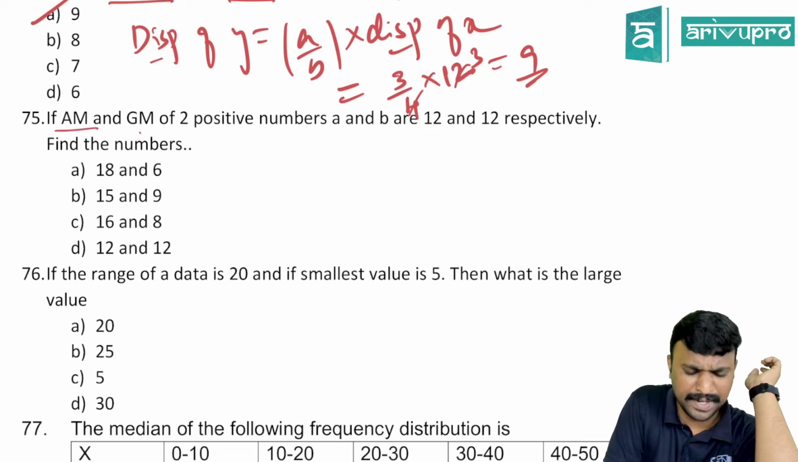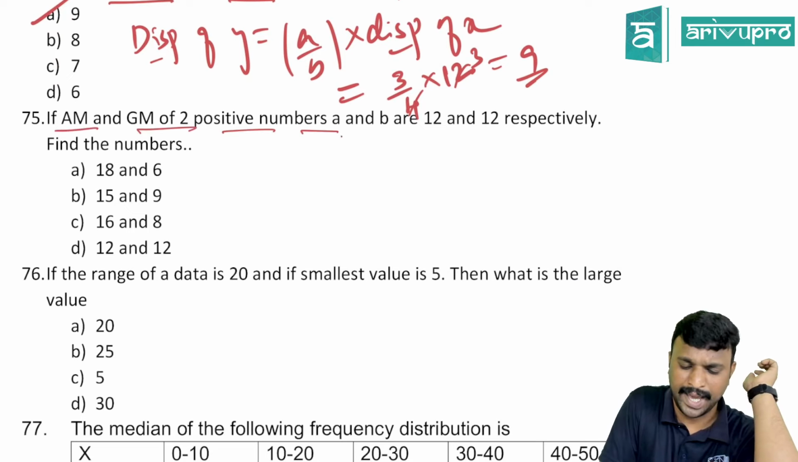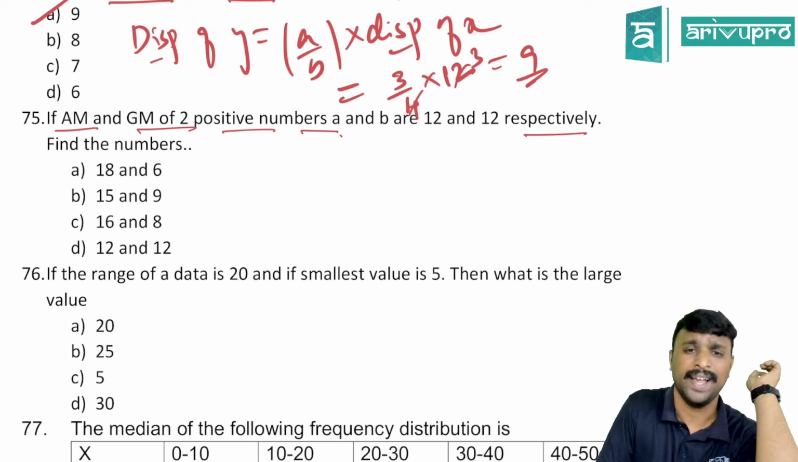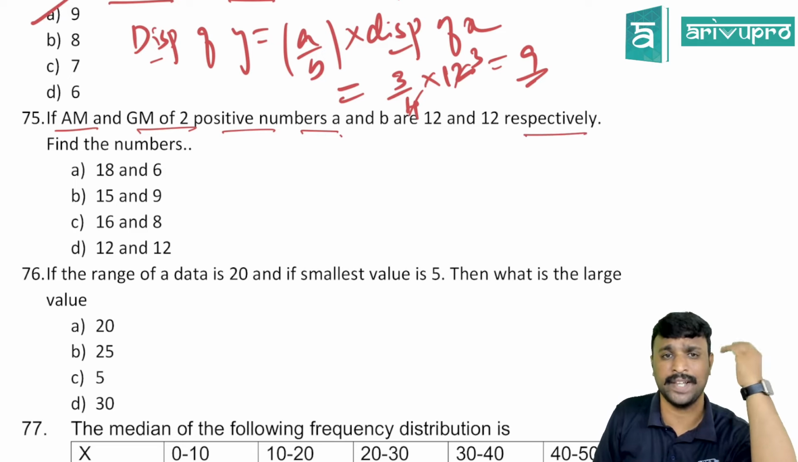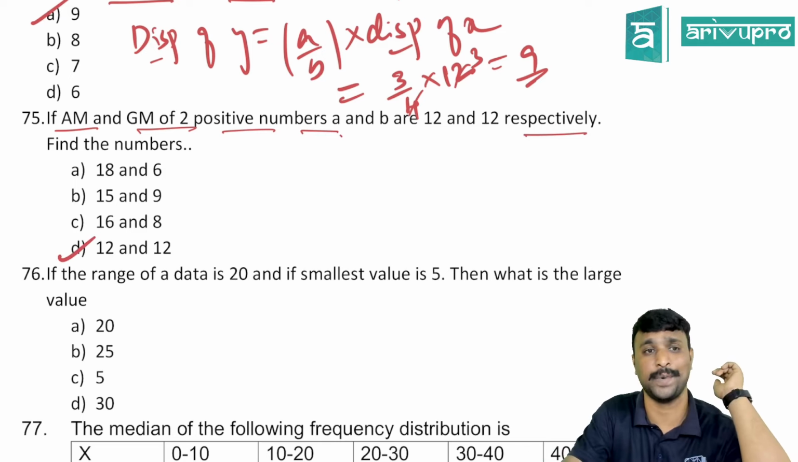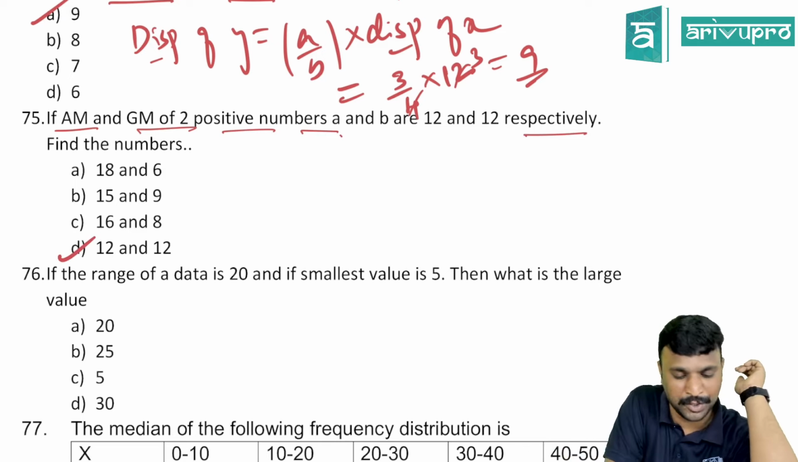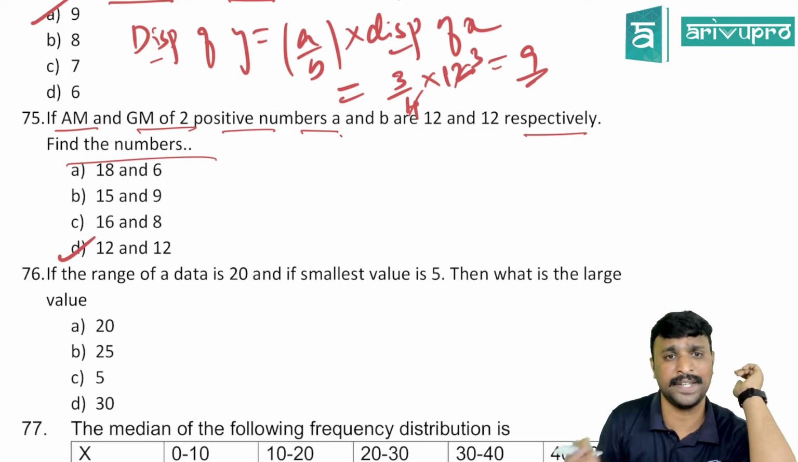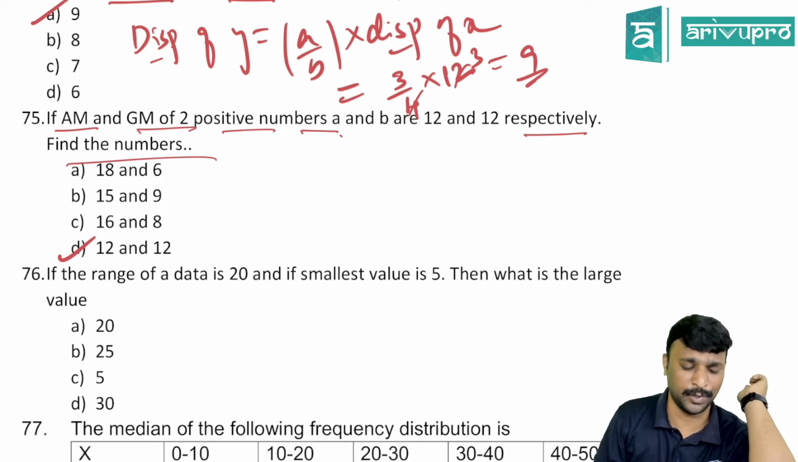75th. If AM and GM of two positive numbers A and B are 12 and 12 respectively. Guys, for AM and GM to be equal, the observations must be equal and positive. So the only option where the observations are equal and positive is 12 and 12, because they are asked to find the numbers. So the numbers definitely have to be equal, only 12 and 12.